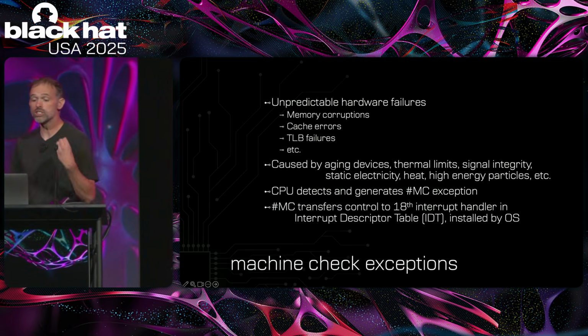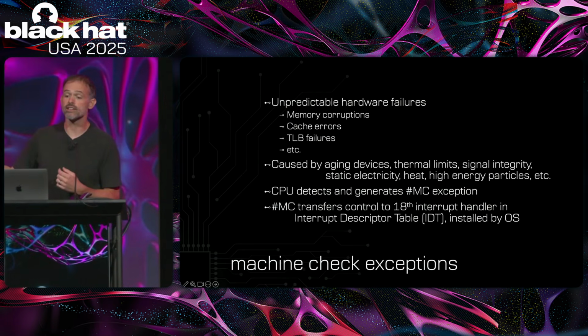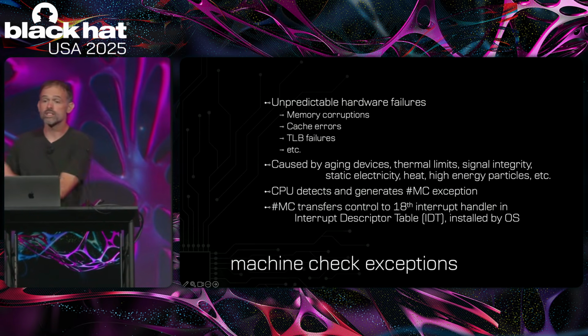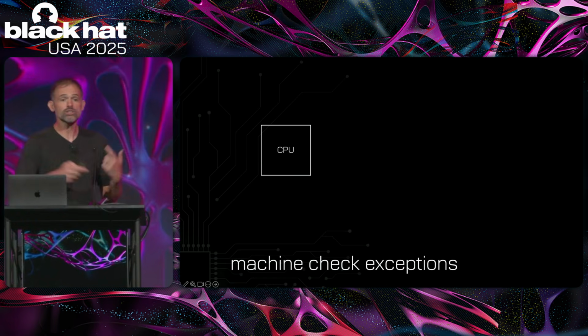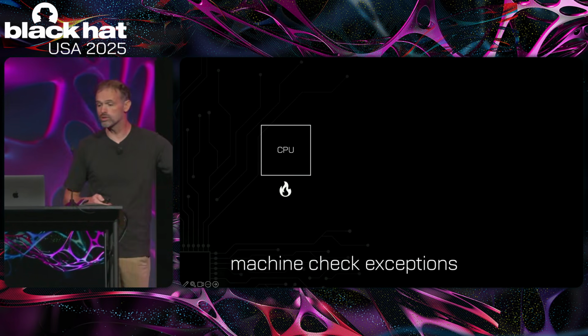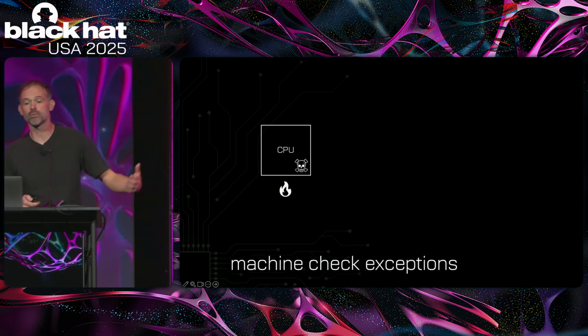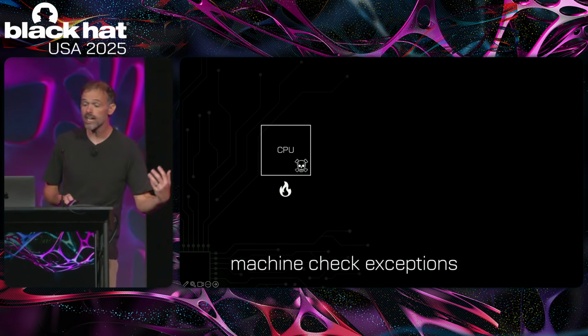And then in turn, the machine check exception transfers control to the 18th interrupt handler in the interrupt descriptor table, which is installed by the OS. So that looks something like this. You've got a CPU, somebody holds a blowtorch to it, that causes some SRAM bit flip, which the CPU is able to detect but not fix.